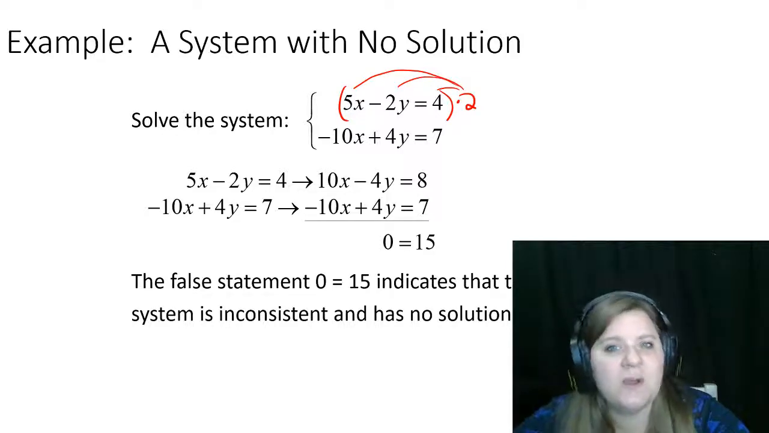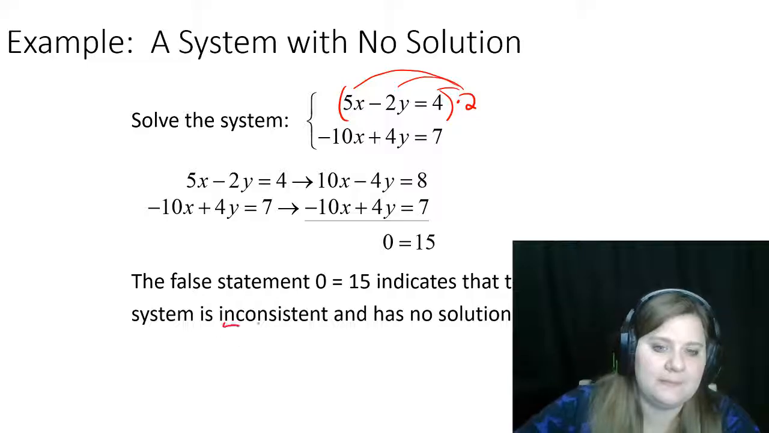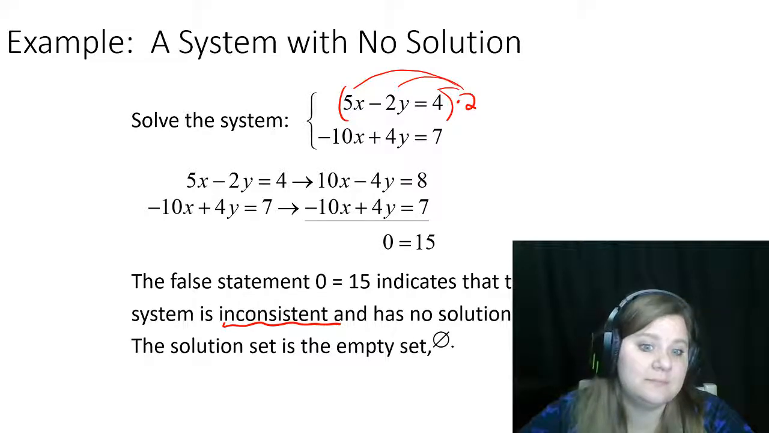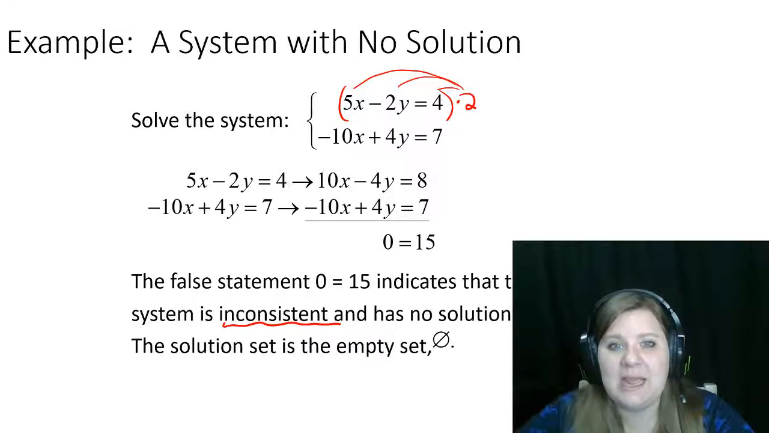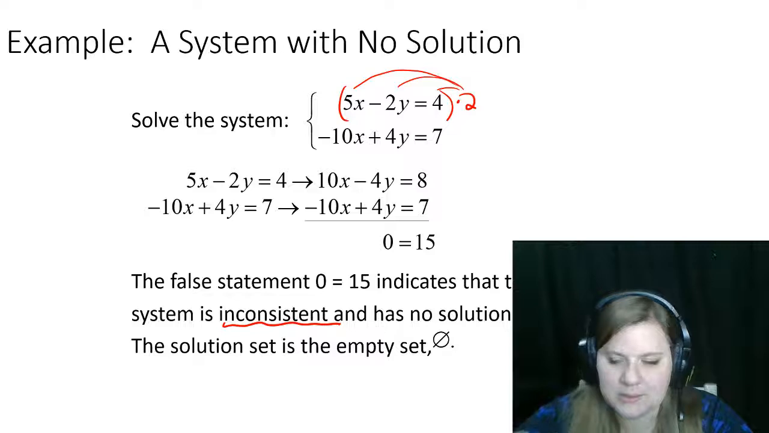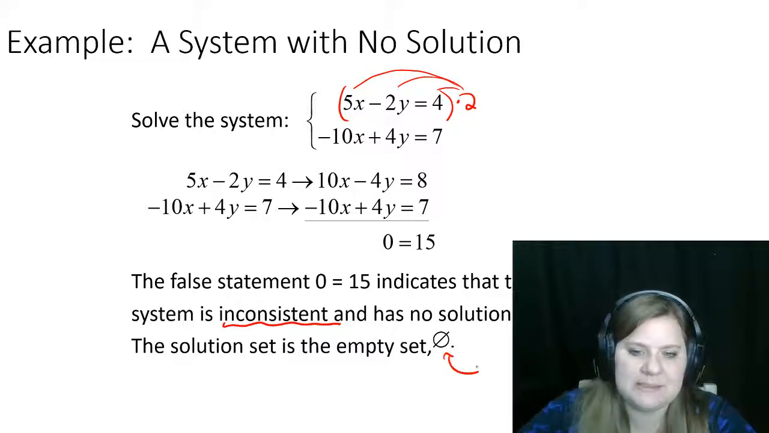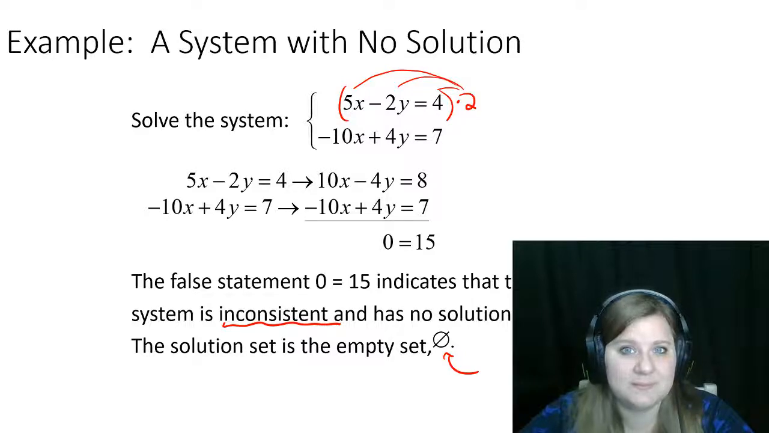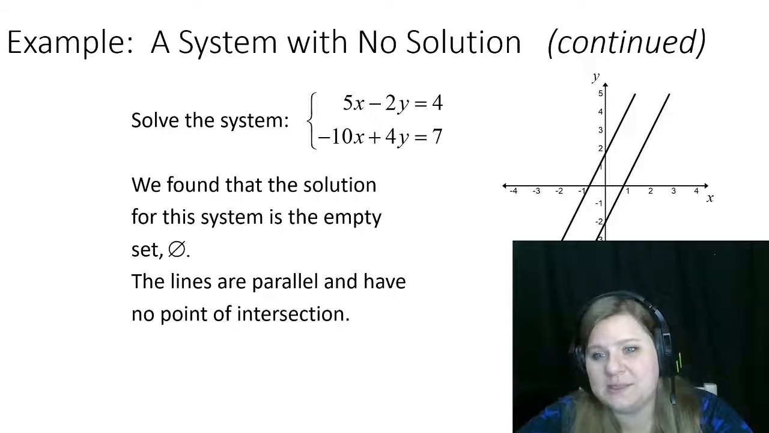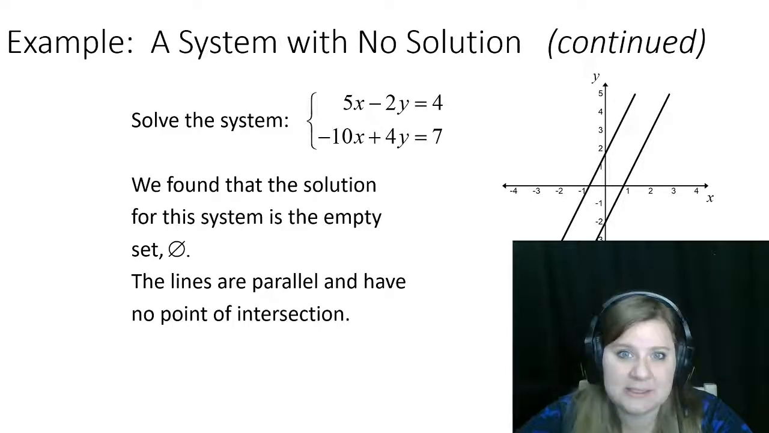Remember, when it's no solution, we call the system inconsistent. So sometimes we write a no solution answer as the solution is an empty set. The empty set symbol is a 0 or an O with an X out through it, okay? So note that this symbol here means empty set. Now, if we were to look at the graph of this, you would see that these two lines do not intersect, which confirms that it has no solution.